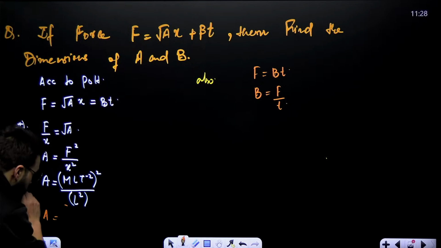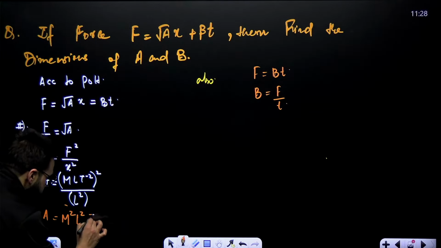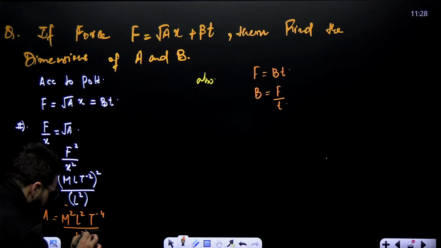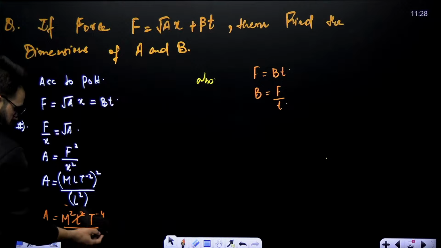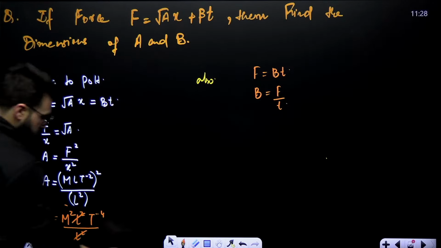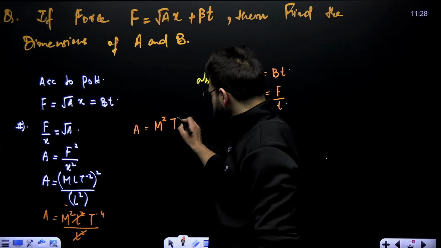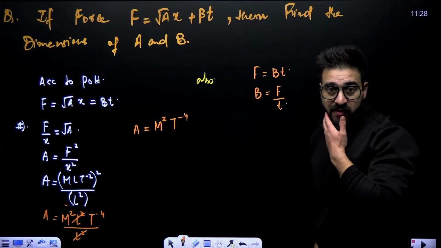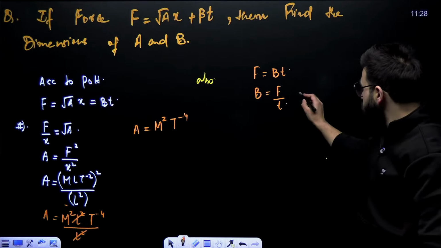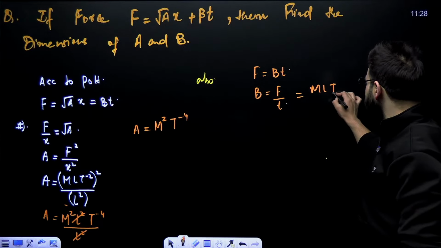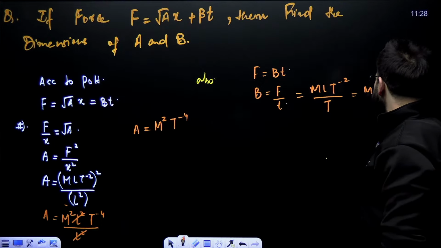So A is equal to, this is square, that is M square L square T raised power minus 4 upon L square. This and this will cancel. So this A will come out to be M square T raised power minus 4. Tell me about this one. So this is M L T minus 2 and this is T. So this will become M L T minus.